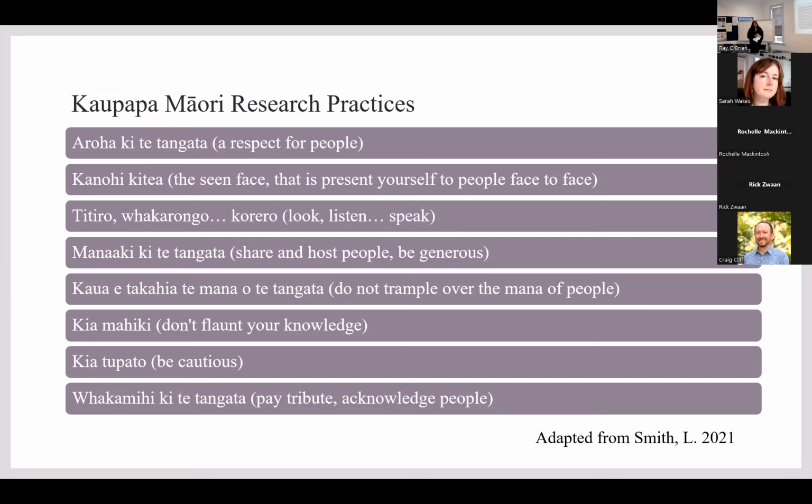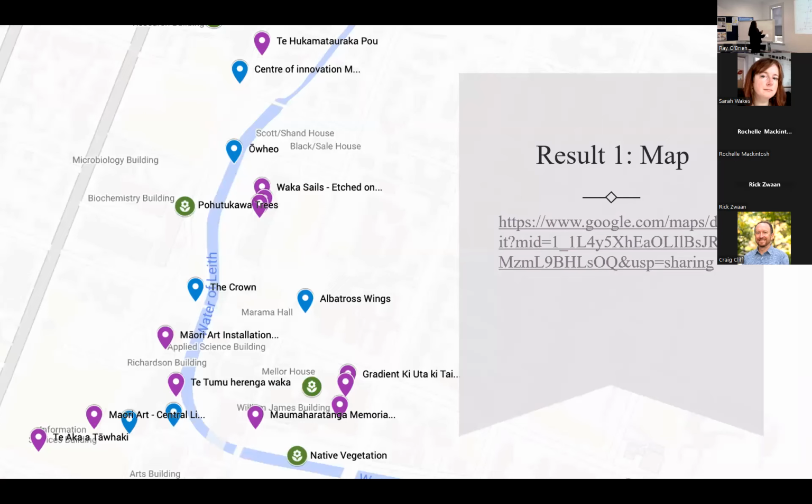Kia mahaki, do not flaunt your knowledge. Kia tūpato, be cautious, and whakamana ki te tangata, pay tribute and acknowledge people. These practices ensure that the relationship between the researcher and participants is genuine, non-exploitative and respectful.